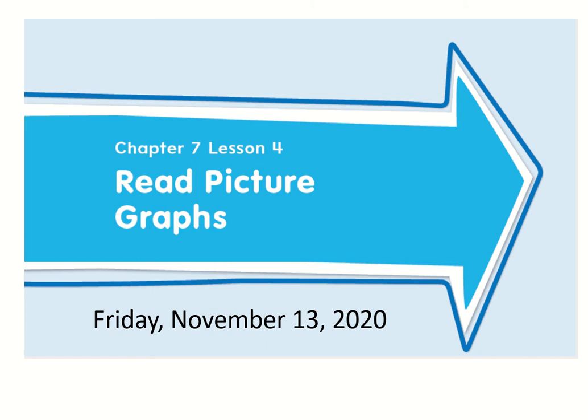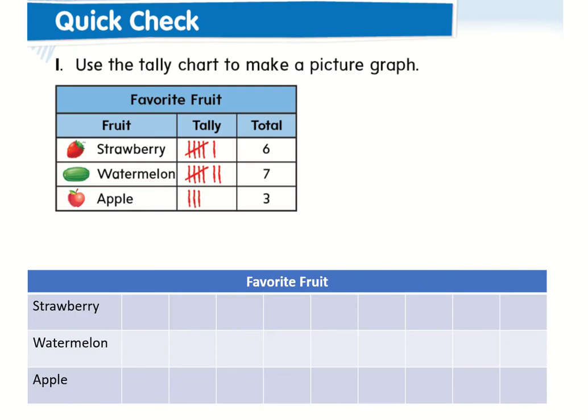So let's get started. On this first one here, boys and girls, we're going to be using the tally chart to make a picture graph right on the bottom. So the first thing I have to do is take a look at my strawberry, watermelon, and apple, because this was somebody's favorite fruit. A bunch of people were asked what their favorite fruit was, and now we're going to be using the totals up top to put down in the bottom, just like a picture graph.